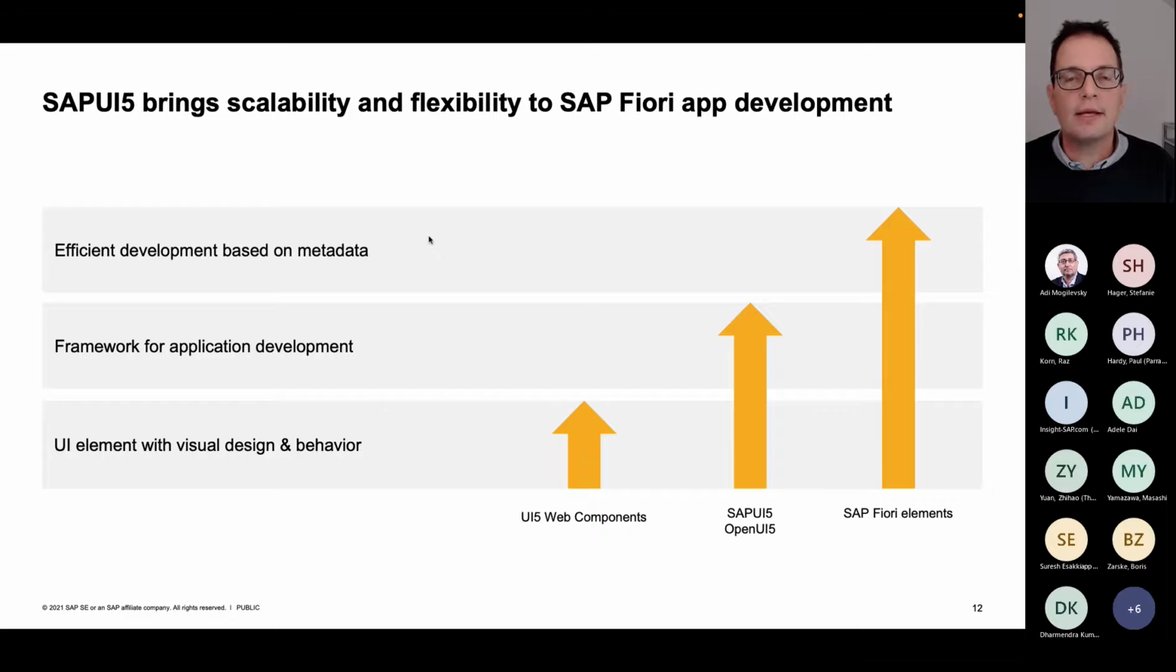And to compare this and link this also to what Stefanie will explain later, if we're looking at the UI5 web components, they are individual UI elements, a button, a table, a list, and so on, with the respective Fiori design and behavior. If as an application developer you're looking for a full framework with data binding, with navigation and all the features you typically want to have in an application framework, then SAP UI5 is the option. And we have Fiori elements, as Stefanie will explain, for an efficient development of UI5 applications.